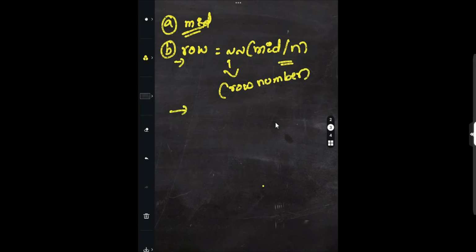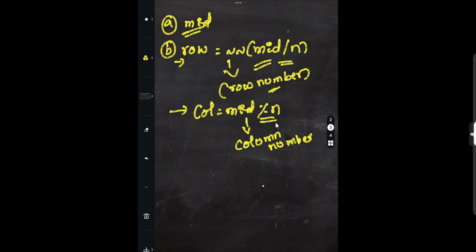And this is for the row. And for the column, it is mid modulo n, right? So for the row, it is math.floor of mid by n. This is nothing but the row number. This is nothing but the column number, right? Then let's come to the main part.